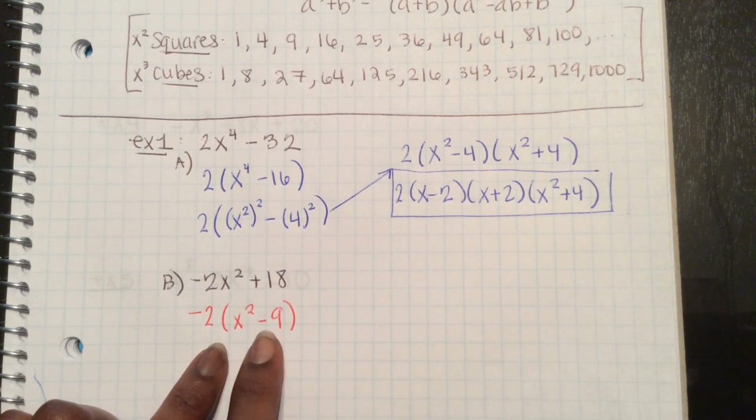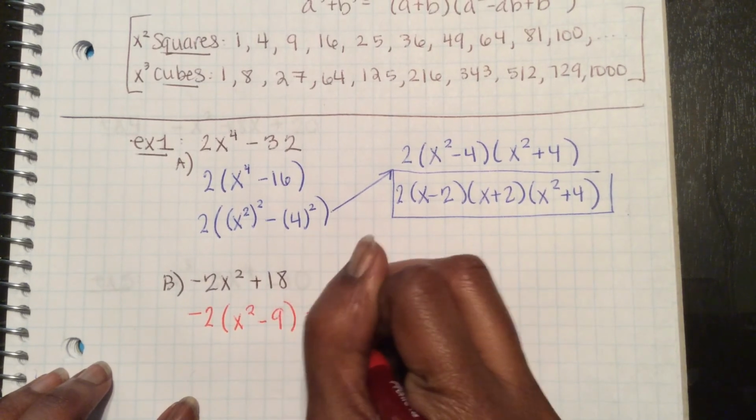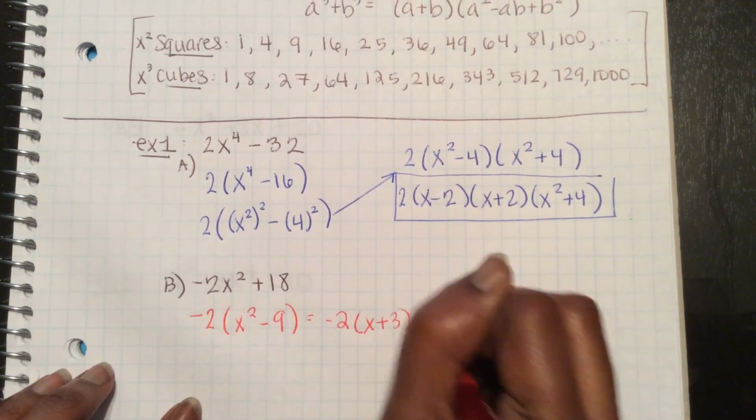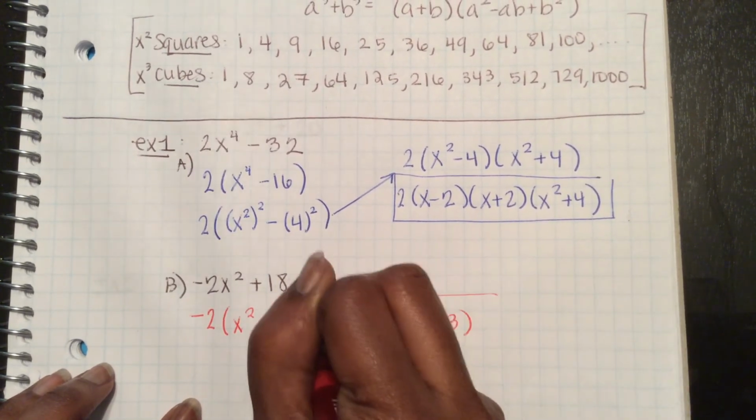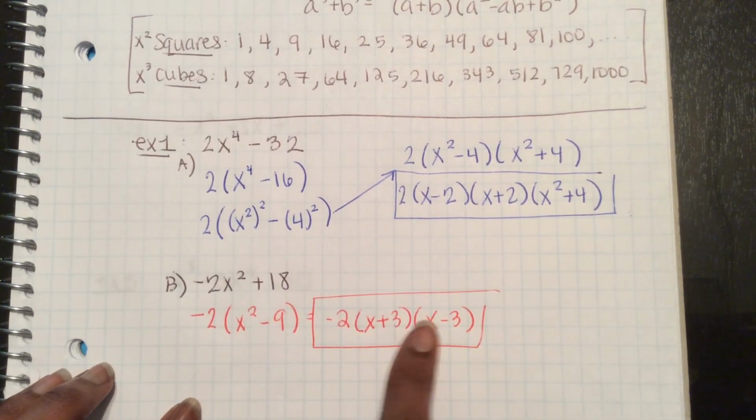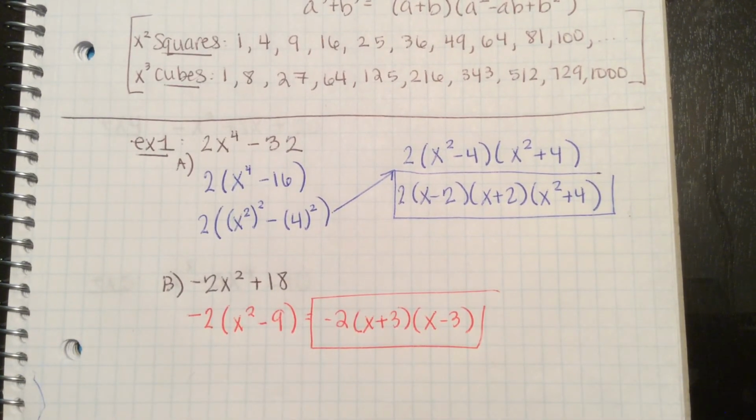So now here, this is another difference of squares. Negative 2 times x plus 3, x minus 3. Notice these can be switched around as long as you're using the correct pattern.